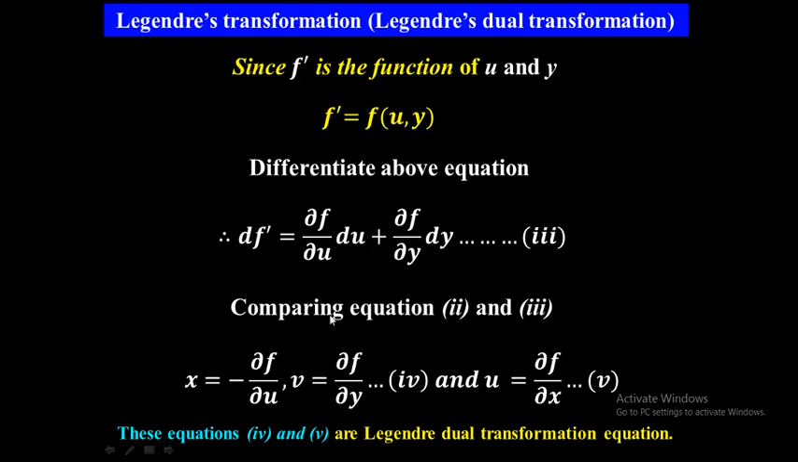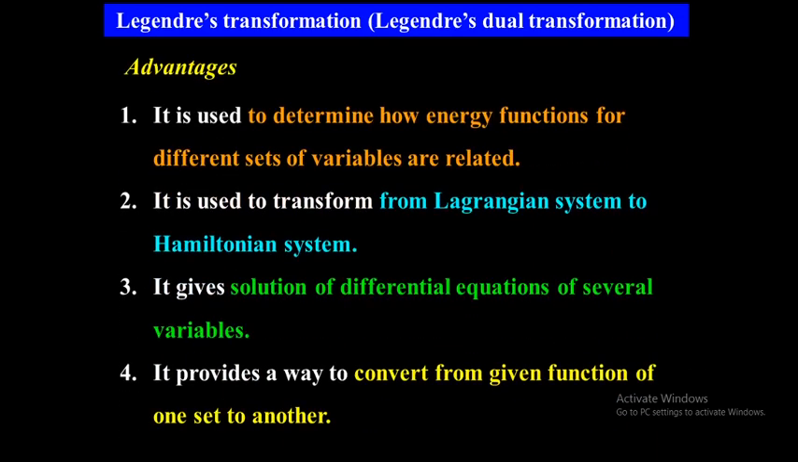Now we will see why the Legendre dual transformation equations are important, or what their advantages are. It is used to determine how energy functions for two different sets are related. It is used to transform from the Lagrangian system to the Hamiltonian system, as I told you in the first slide. The third advantage is that it gives the solution of differential equations of several variables. One more important use is to convert a function from one set to another set.